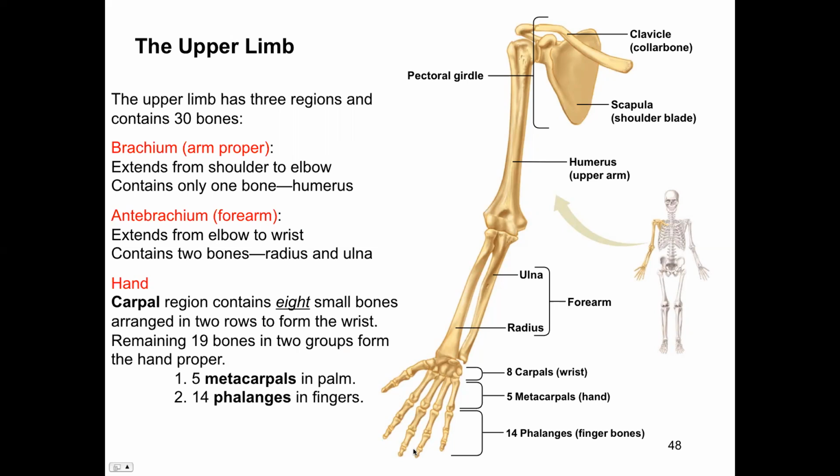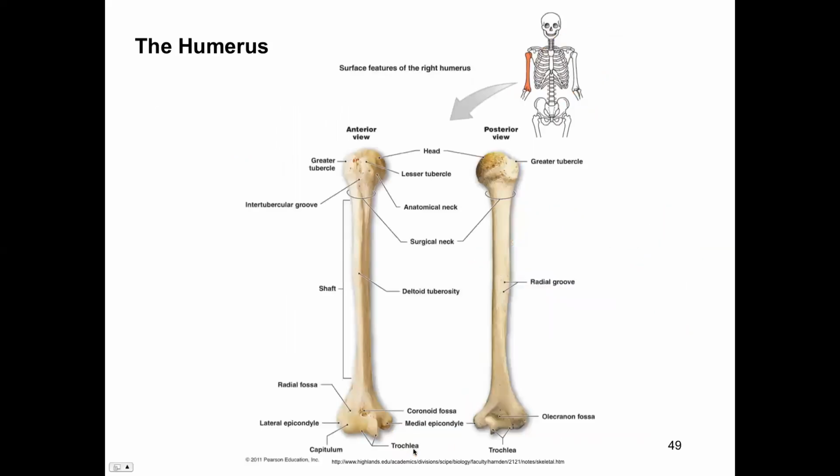All right, so let's break that down a little bit. So the humerus, major things to know, definitely know the head. There's this lesser tubercle here, the shaft, the lateral and the medial epicondyle would be good to learn. And then you've got your capitulum and your trochlea.